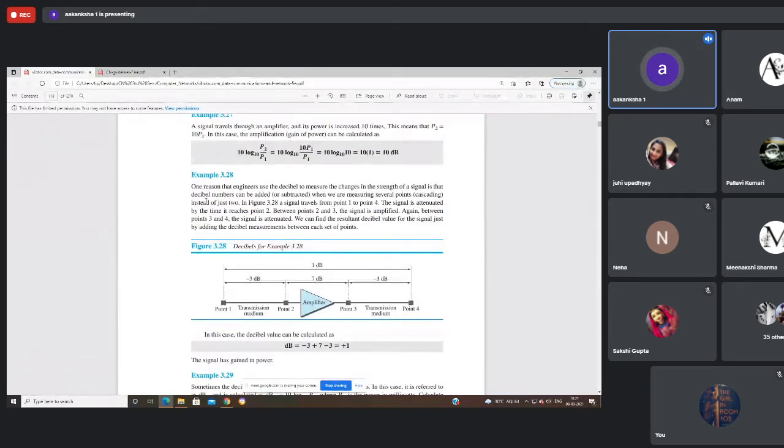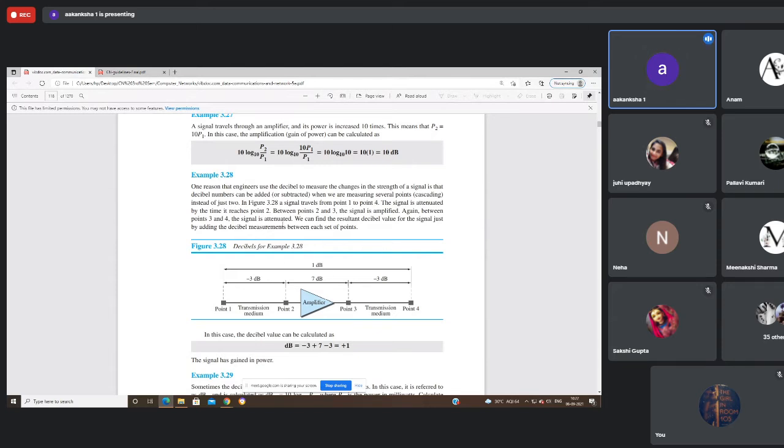So one reason that engineers use decibels is that decibel numbers can be added or subtracted, because log numbers can be added and subtracted. And they can be cascaded. So instead of doing other modifications and computing, you can just do additions and subtractions directly in logs, and that is much easier.